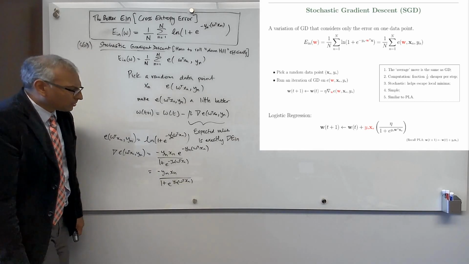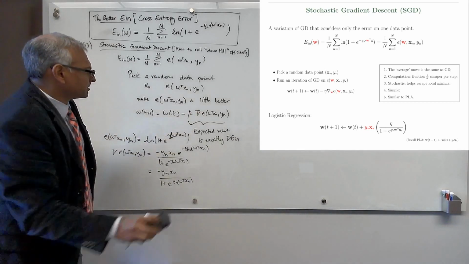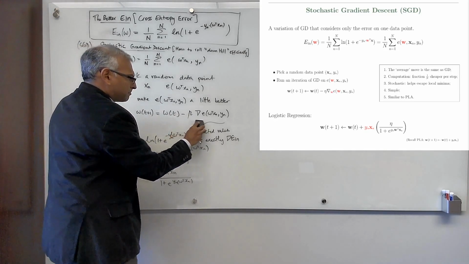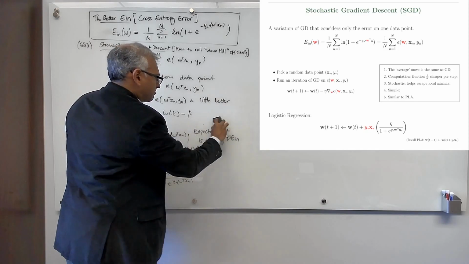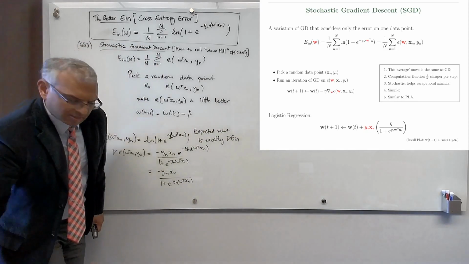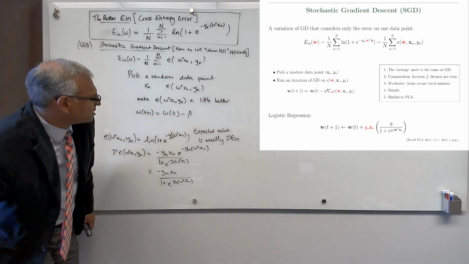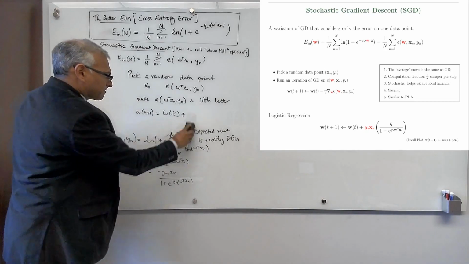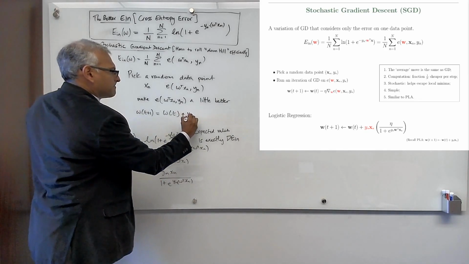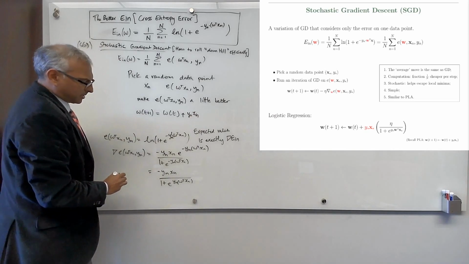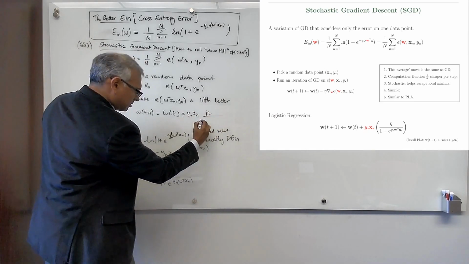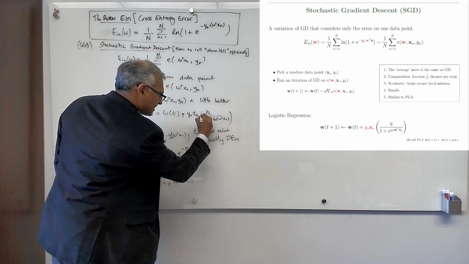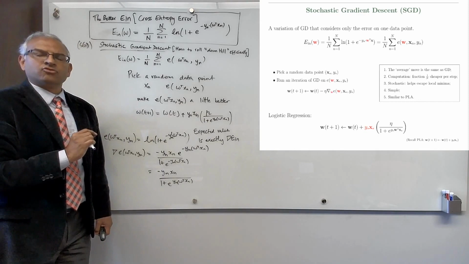And so for this update we get W(t+1) equals W(t) minus eta times this. But the minus times the minus becomes a plus, so we get plus eta times this, which is plus yn xn times eta over 1 plus e to the yn W transpose xn. So this is the update for stochastic gradient descent.